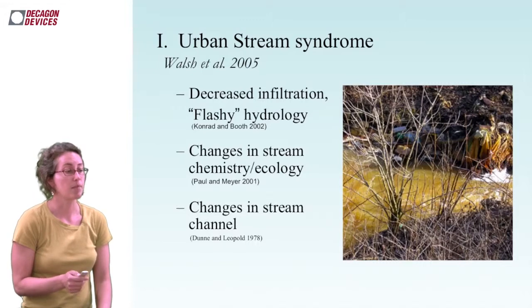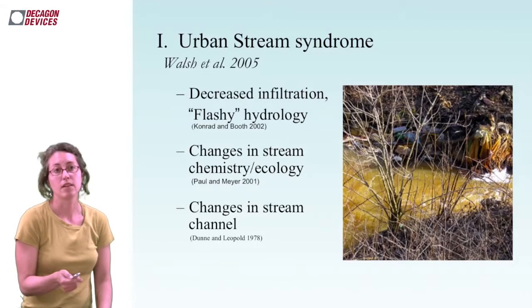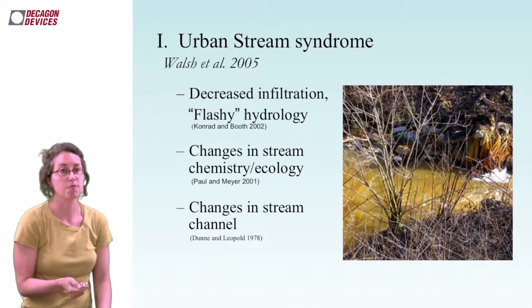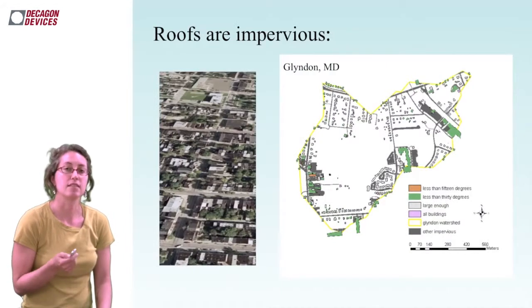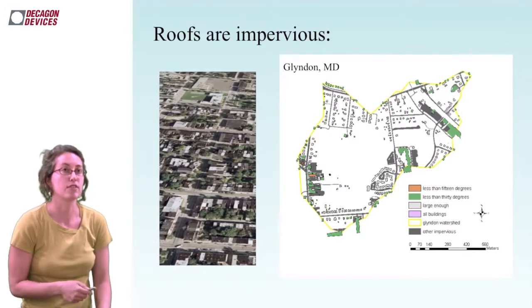And this is a really common phenomenon that you'll see when you look at our urban streams after rains. You'll notice a lot of them look like this. They get full of trash and they just don't look too great. And what we're realizing is that impervious surface is a major driver of the urban stream syndrome, and roofs contribute to this impervious surface.